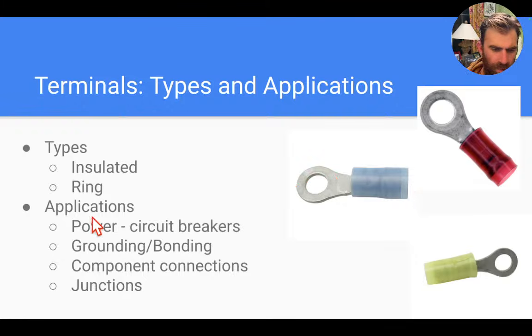But common applications for terminals could be power, which would usually be at a circuit breaker, but there are cases where it could also be used for components, like relays or solenoids, that sort of thing, like in starting circuits, and then also for grounding and bonding, and then also for junctions. So if you're connecting a lot of wires together, there can be cases where you have a junction set up for your wiring.